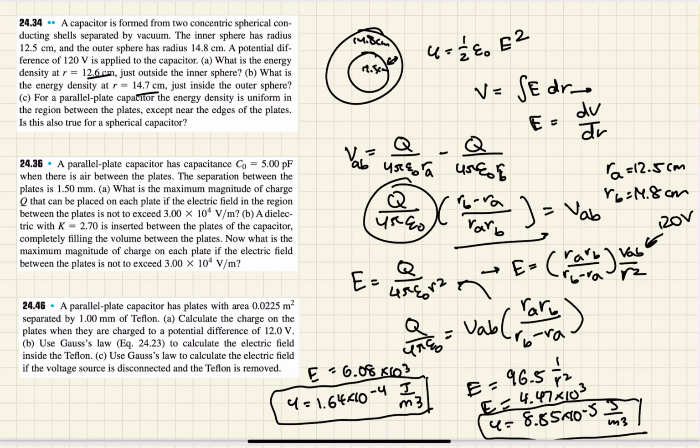And then part C, for a parallel plate capacitor, the energy density is uniform in the region, except near the edges of the plates. Is that also true for a spherical capacitor? No, because we just found out that the energy densities are different for different places in the sphere.